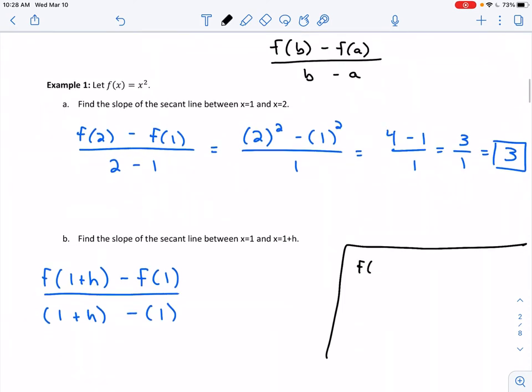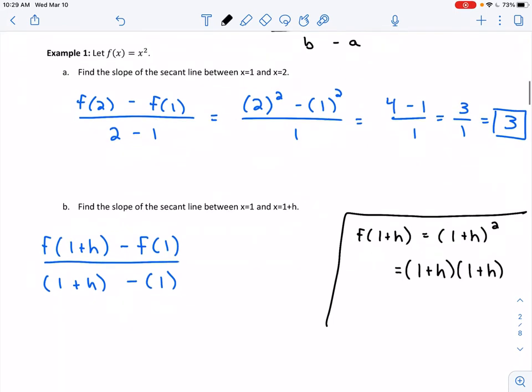So f of 1 plus h. Remember, I'm plugging that into f of x equals x squared. So this will be 1 plus h quantity squared. And to square something means to multiply it by itself. So this really says 1 plus h times 1 plus h. I'll have to FOIL that out. And when I do, I'll have 1 plus h plus h plus h squared. Combining my like terms gives me 1 plus 2h plus h squared.